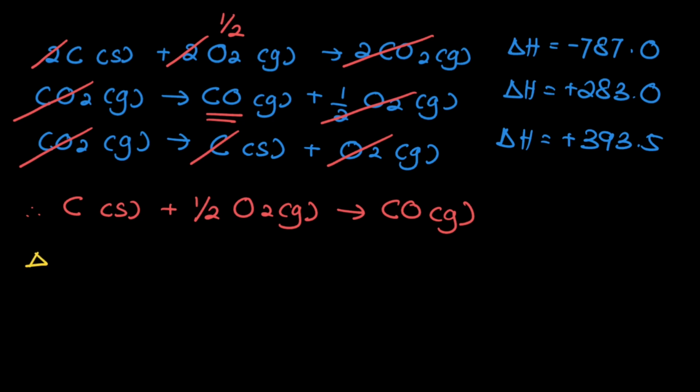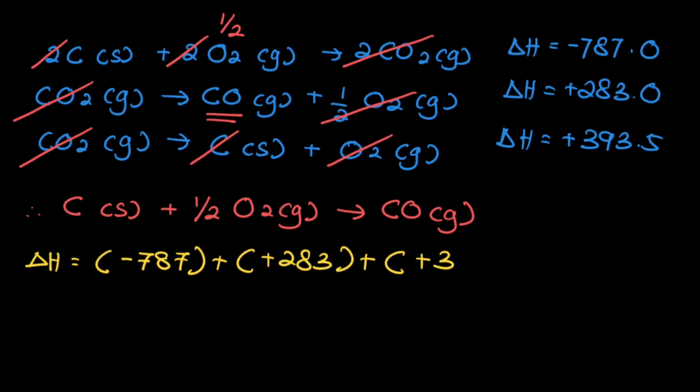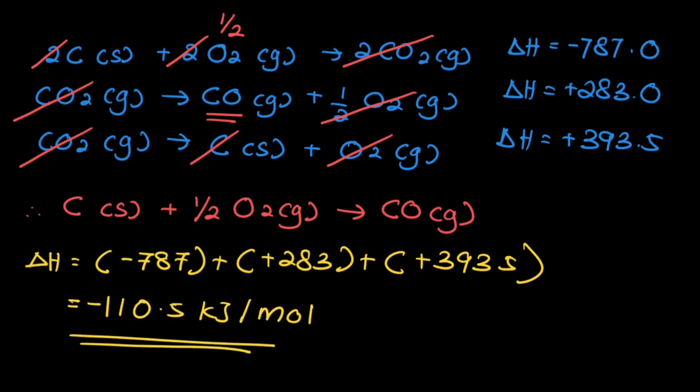So now your delta H should be equivalent to the summation of all the H. So negative 787 plus positive 283 plus positive 393.5. So you will end up getting 110.5 kilojoule per mole. So this one should be negative. So this is the final answer for this question.